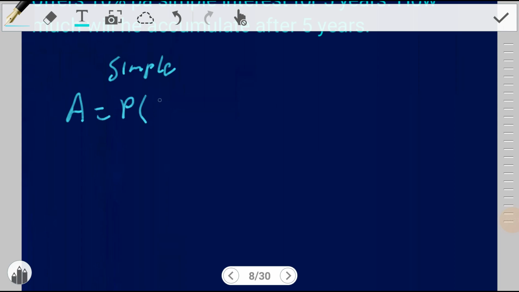Start with the basics. There is simple interest and compound interest. Simple interest is a formula. You use this formula. Let me just write the formula. In simple interest, you've got A is equal to P into 1 plus IN. Let's talk about the technicalities of how to use it.